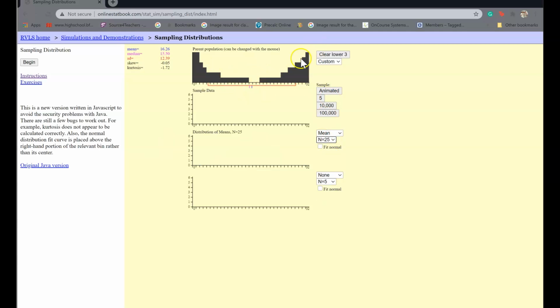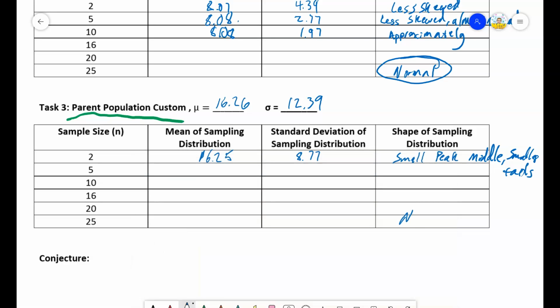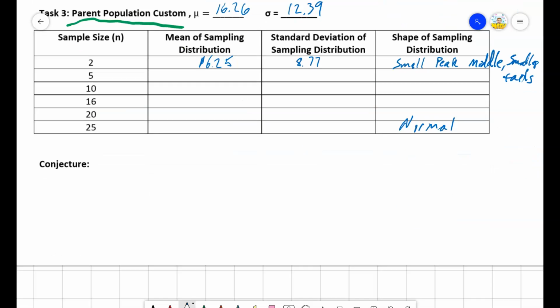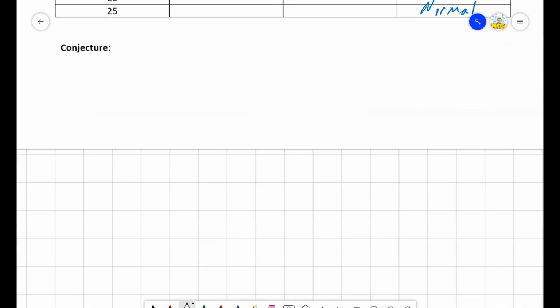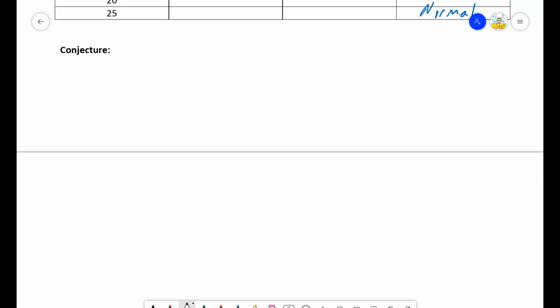We have a completely non-normal population, but it's not going to matter. If I take 25 numbers from that really non-normal distribution and plot the sample means, we get a normal distribution. This is the big takeaway for us. It's extremely important. So the central limit theorem, the conjecture, it's not a conjecture, it is the central limit theorem. I will spell it out for you here.